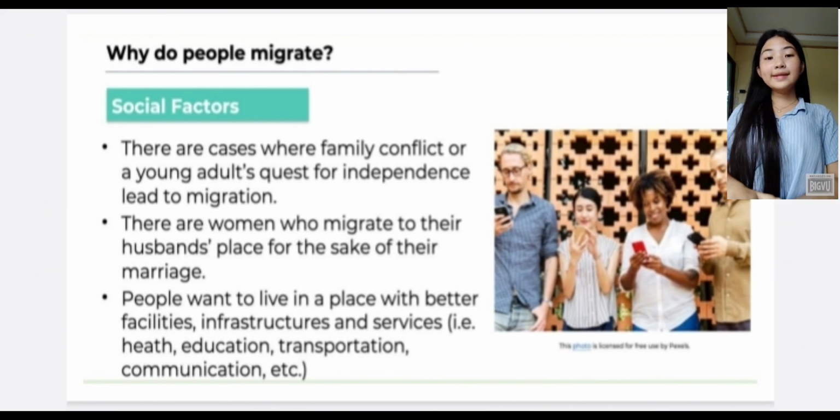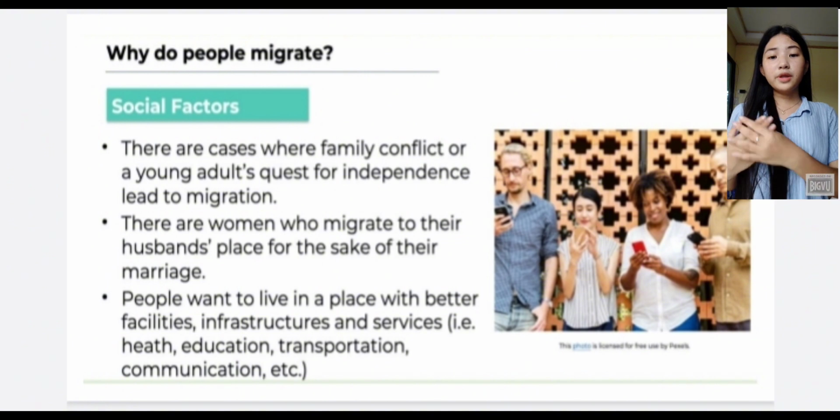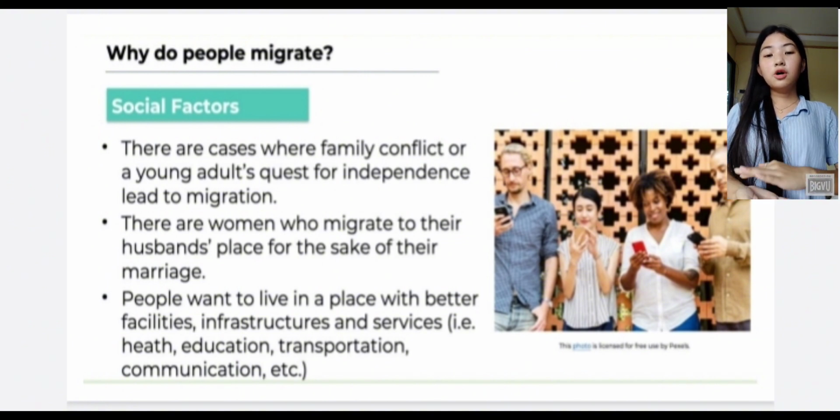Social factors, there are cases where family conflict or a young adult's quest for independence lead to migration. There are women who migrate to their husband's place for the sake of their marriage. Social factors means you choose to move to a place you like or to avoid a conflict. For example, I have a conflict with my family. So I would rather migrate than continue the fight with my family. I prefer to avoid the conflict between me and my family, so I just migrate.